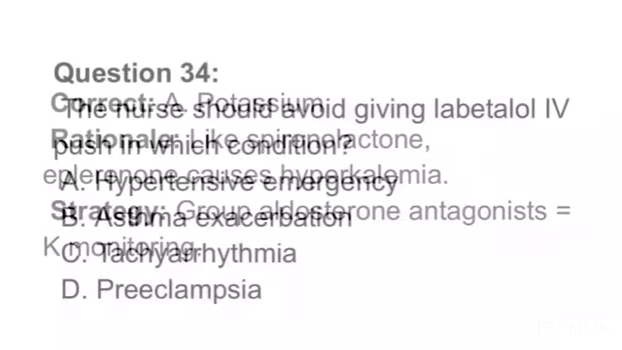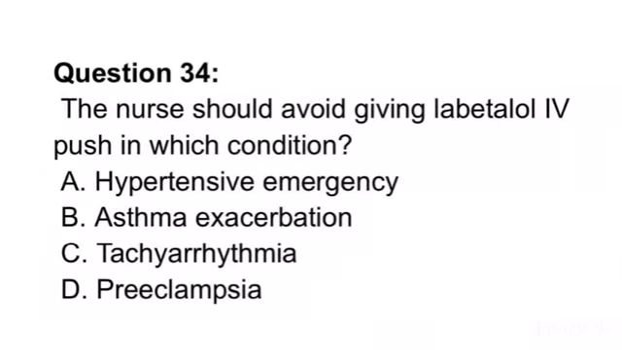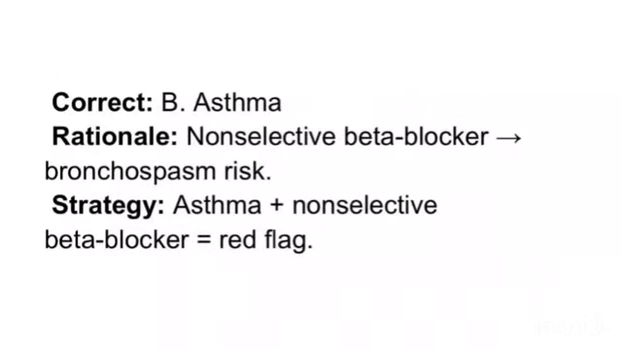Question 34. The nurse should avoid giving labetalol IV push in which condition? A. Hypertensive emergency. B. Asthma exacerbation. C. Tachyarrhythmia. D. Preeclampsia. Correct, B. Asthma. Rationale: non-selective beta-blocker bronchospasm risk. Strategy: asthma plus non-selective beta-blocker equals red flag.